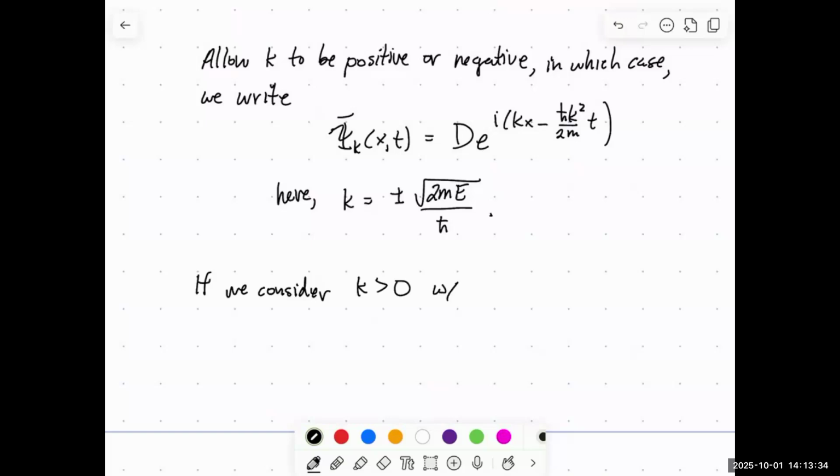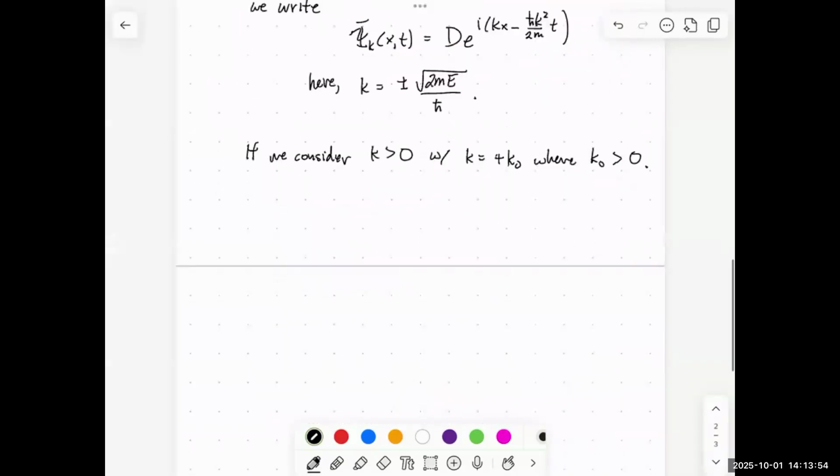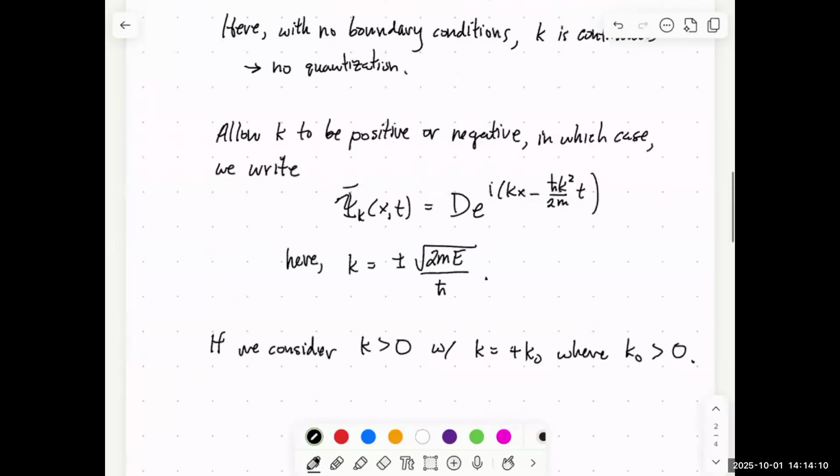So I'm going to say to enforce k is positive, I'm just going to set it equal to plus k naught, where k naught is some positive constant. Okay, so if I want these two expressions to be equivalent, I want them to be equal to each other. So what we're going to require is that D evaluated at k0 is some positive number times e to the i k0 x.